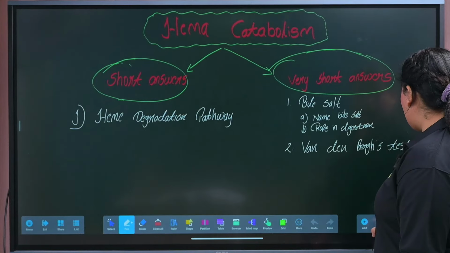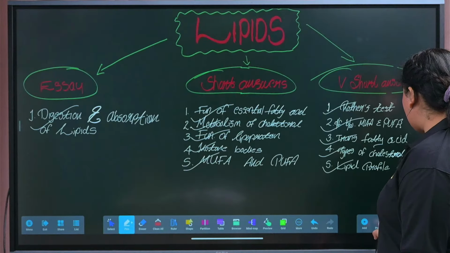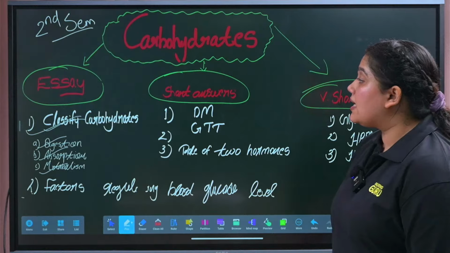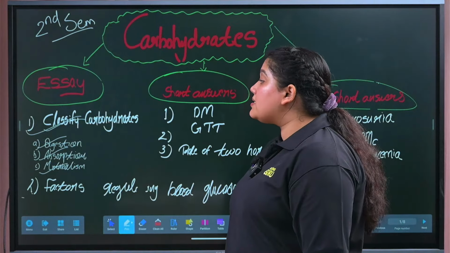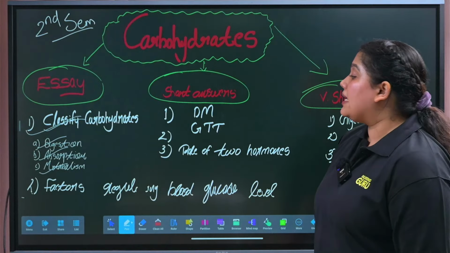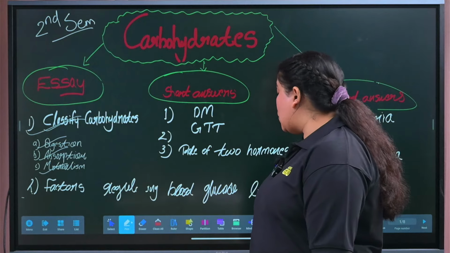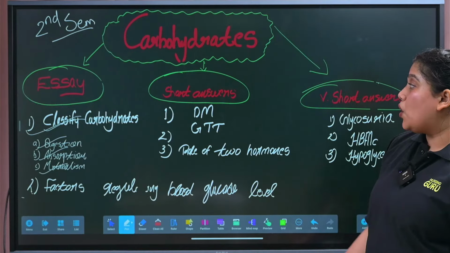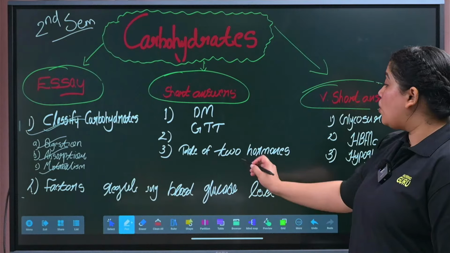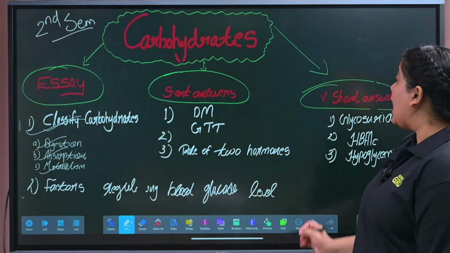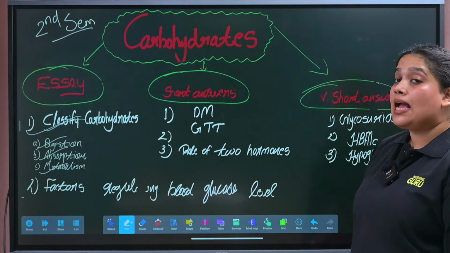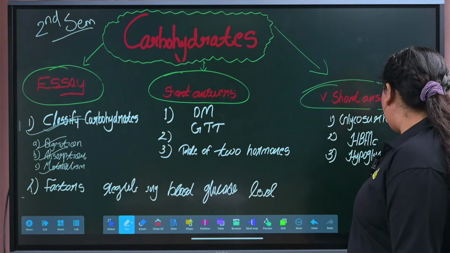So we'll move on to our first chapter, that is carbohydrates. The expected essay is classification of carbohydrates, digestion, absorption and metabolism. Second essay, factors regulating blood glucose level, and short answer, diabetes mellitus, GTT, role of 2 hormones. And very short answer questions are glycosuria, HbA1c and hypoglycemia.